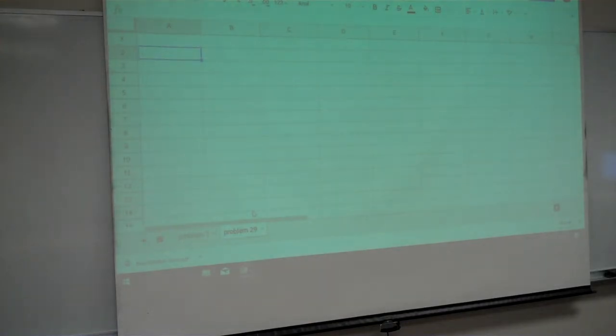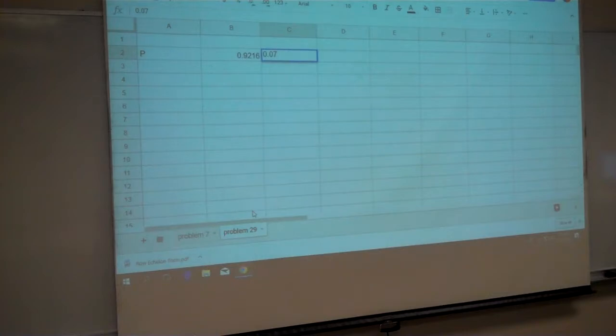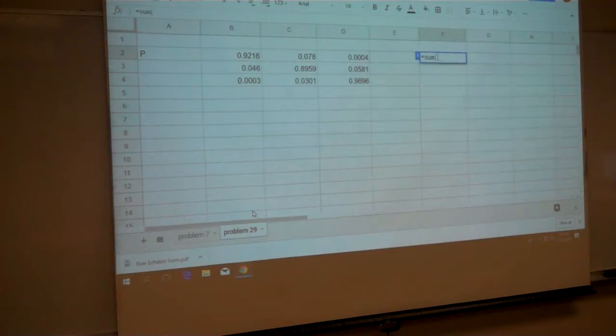So, we have a probability matrix here. I'm sorry, not probability, a transition matrix called P. And it says 0.9216, 0.0780, 0.0004, 0.046, 0.8959, and 0.0581, and 0.0003, and 0.0301, and 0.9696.